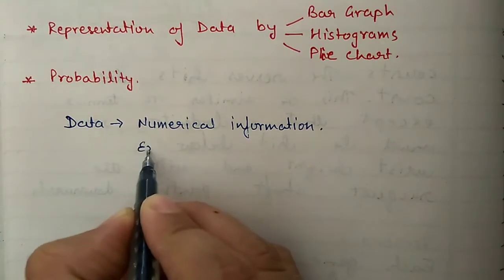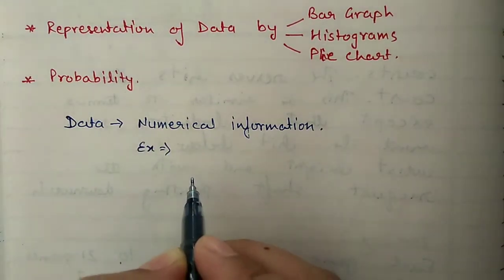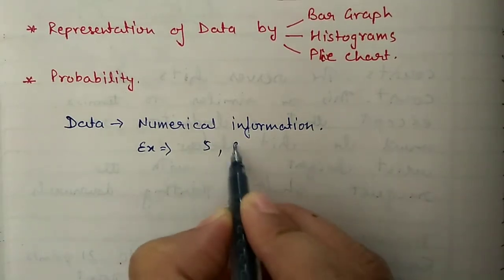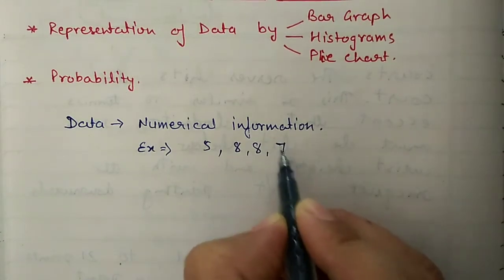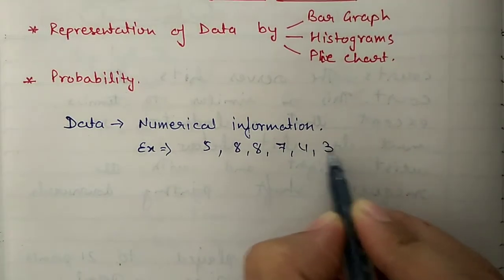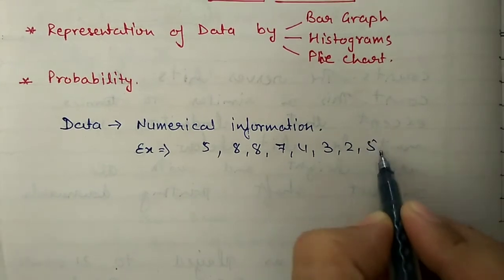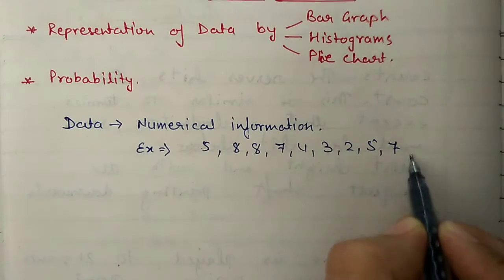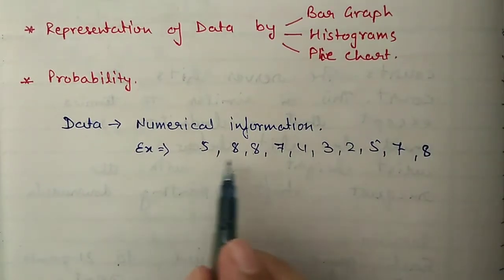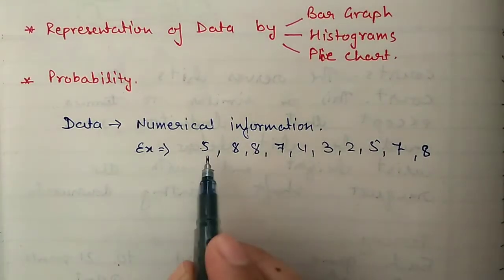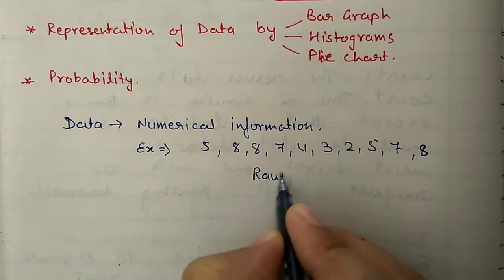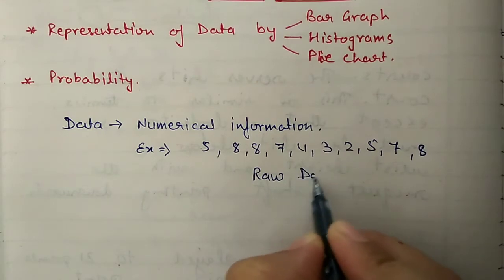For example, a teacher has conducted a test and she has collected marks from the students. Suppose 10 students got marks 5, 8, 8, 7, 4, 3, 2, 5, 7 and 8. These are the marks of 10 students. In this form, this data we will call raw data, the first form when we collect the data.